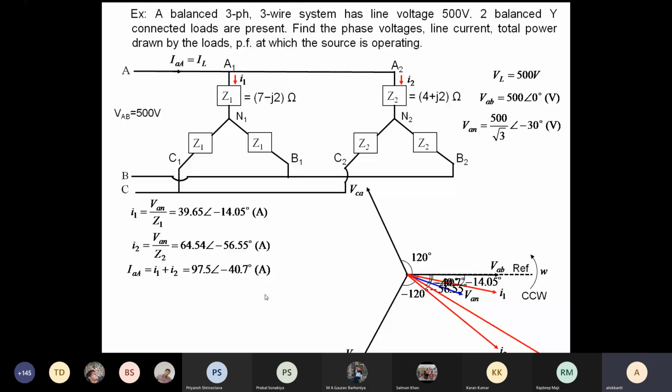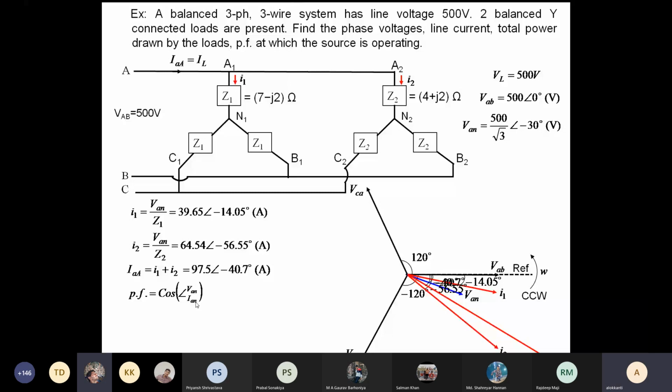What is the expression of power? VI cos of the angle, the angle between voltage and current. So one question is the power factor. Power factor is the cos of the angle between the voltage and the current per phase. So for VAN, what is the angle?